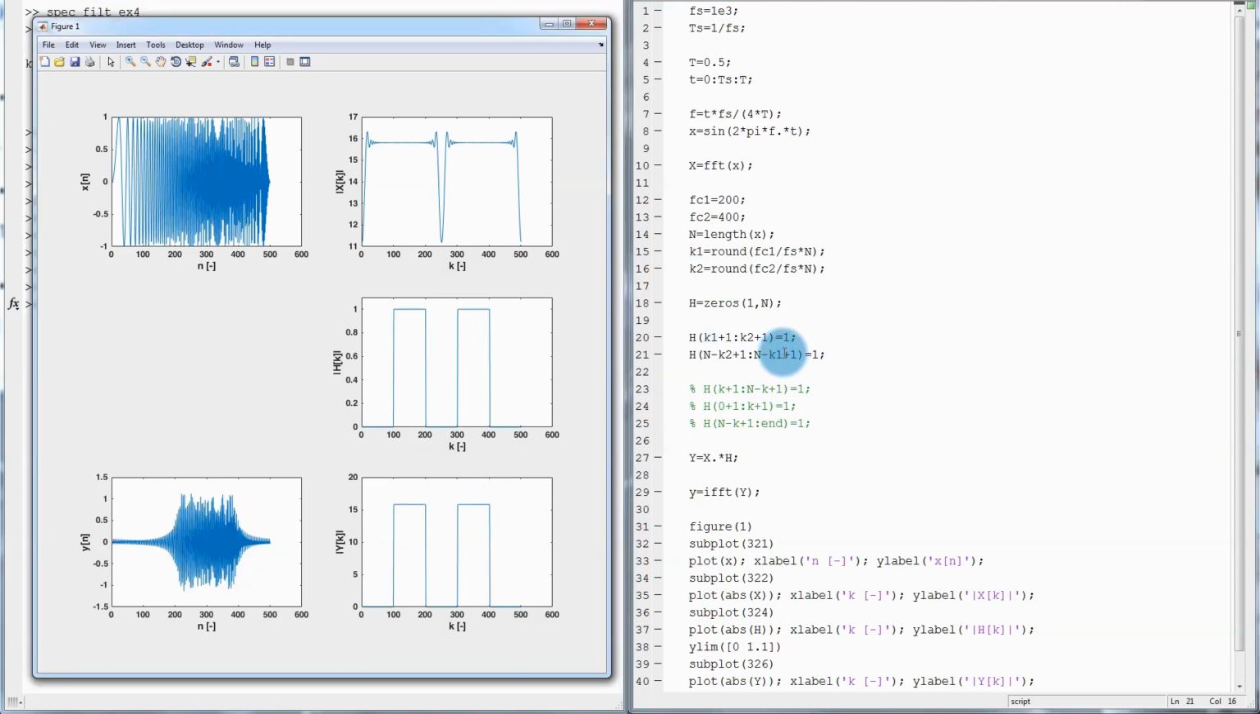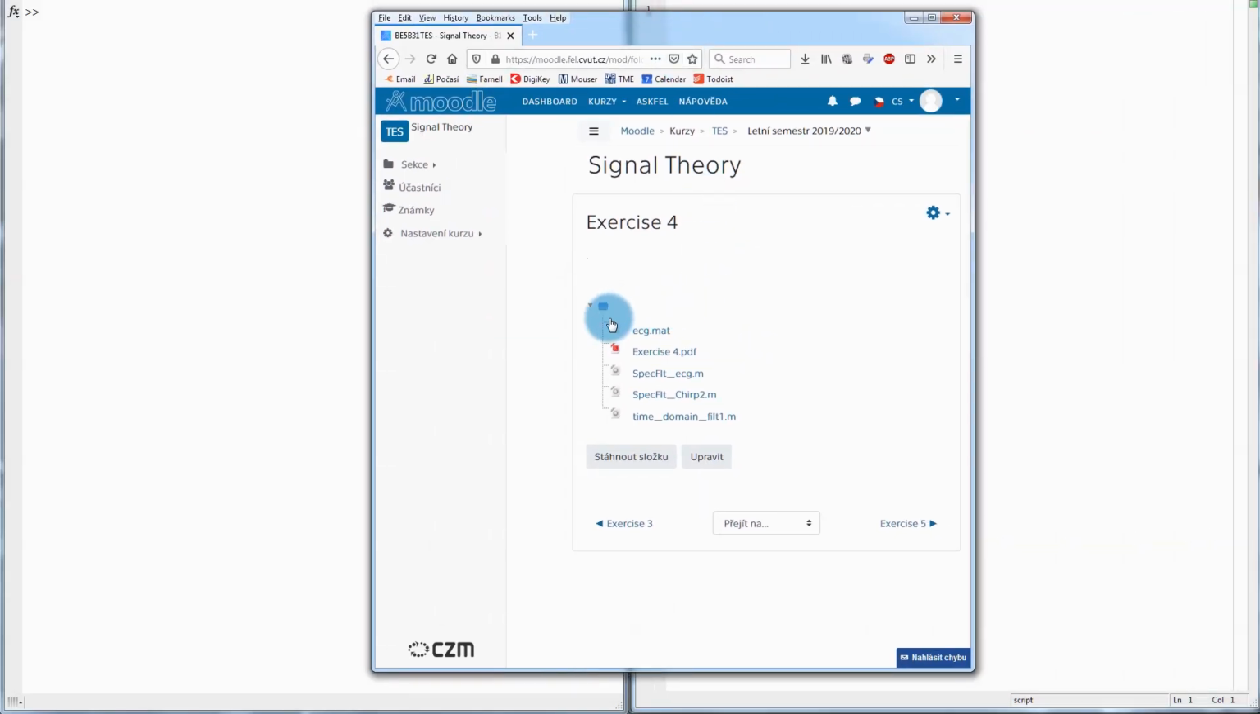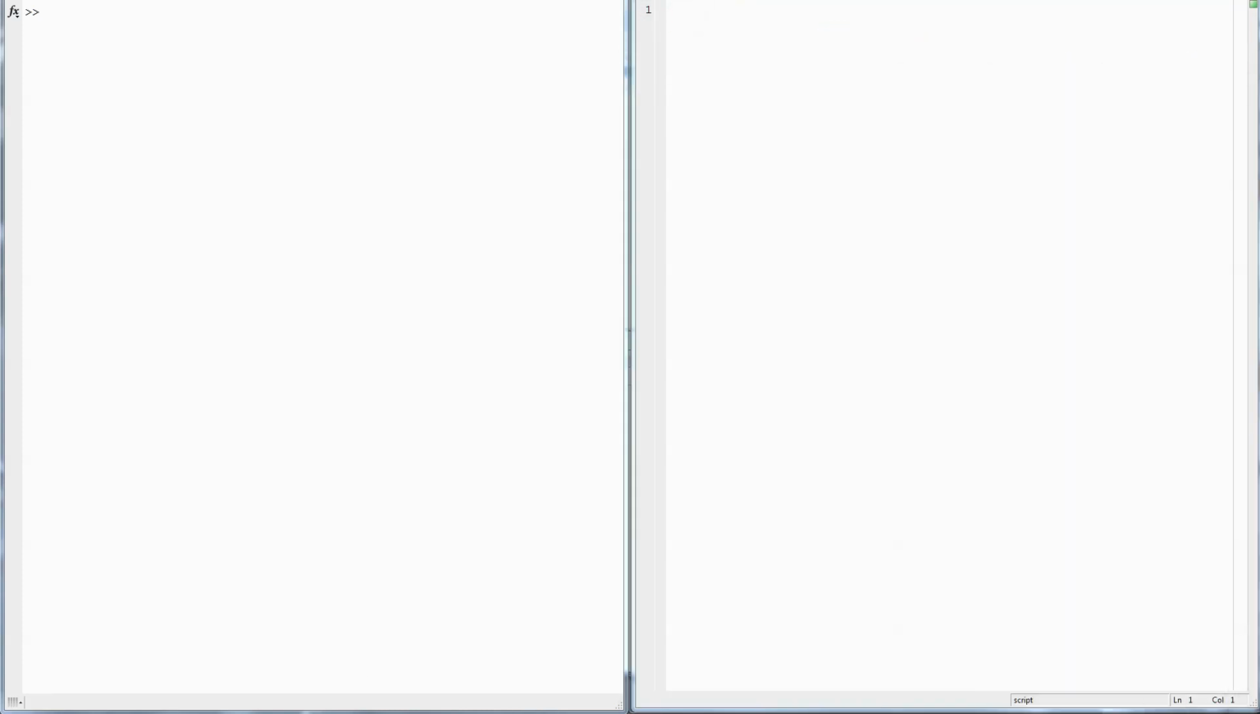Okay, so this was filtering in the spectral domain using a chirp signal. A little bit artificial, so let's take a look at something more practical. Let's apply the filtering in spectral domain to that ECG signal with power noise interference. On Moodle, you have this signal ecg.mat, which you can download onto your computer. And then you can load it to MATLAB like this.